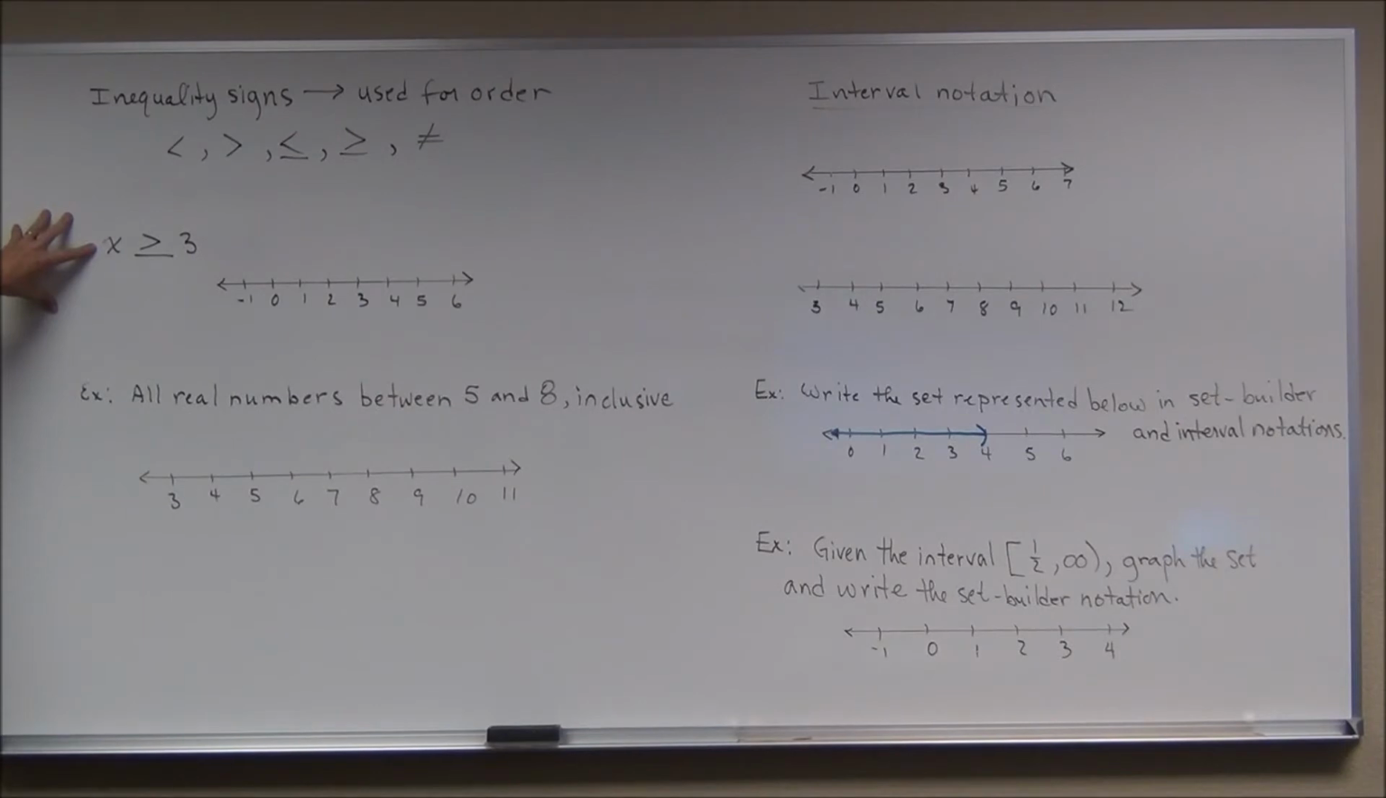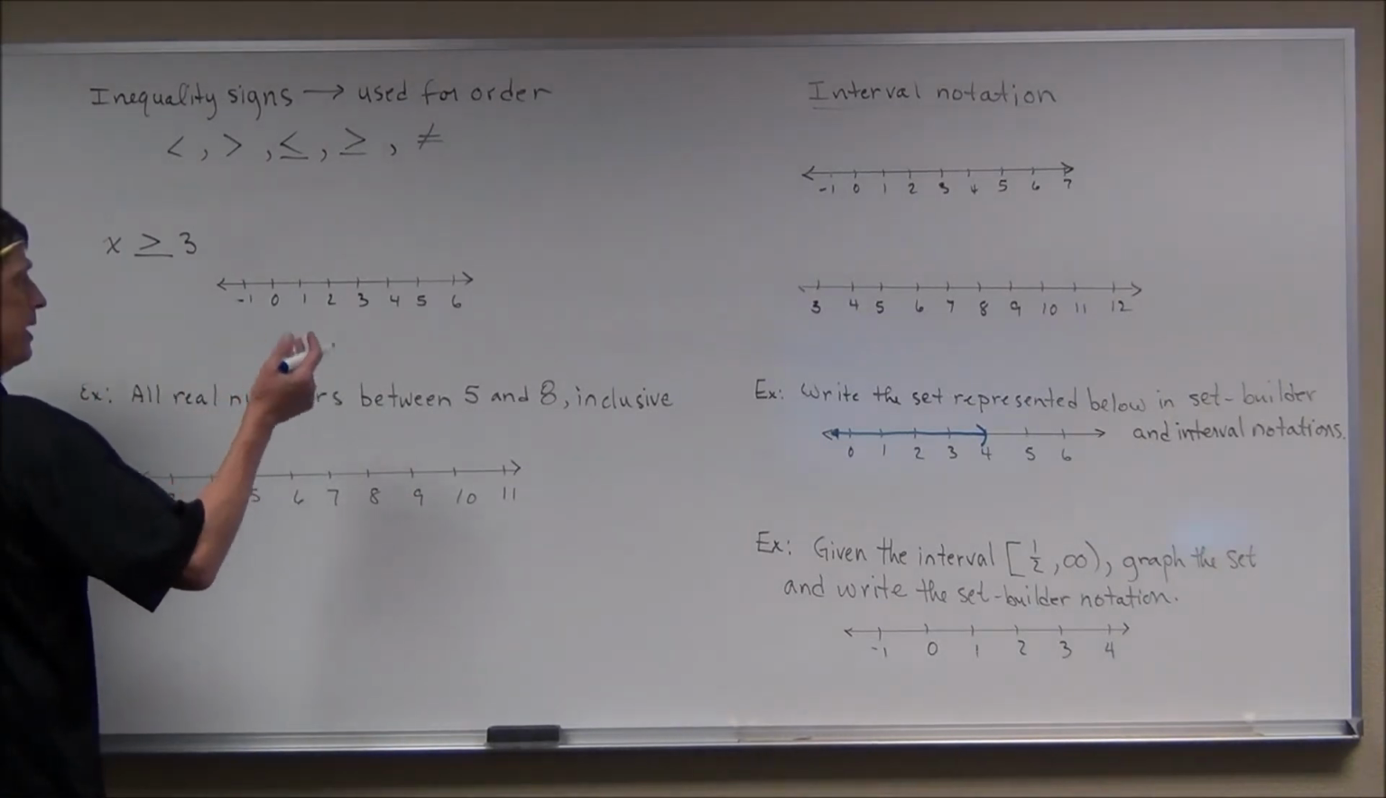I have an example. X is greater than or equal to 3, and I've drawn out a number line. Now, I went ahead and put down a whole bunch of numbers. You don't need to put down that many, just as long as the key value here, which is 3, is represented. And in Algebra 1 and Algebra 2, and probably not quite as much in college algebra, you were asked to represent this on a number line using filled in dots and empty dots.